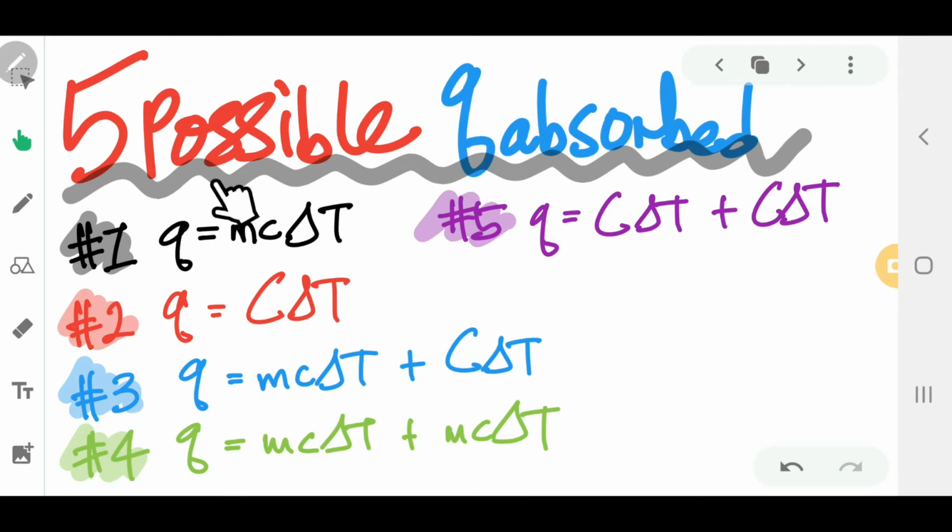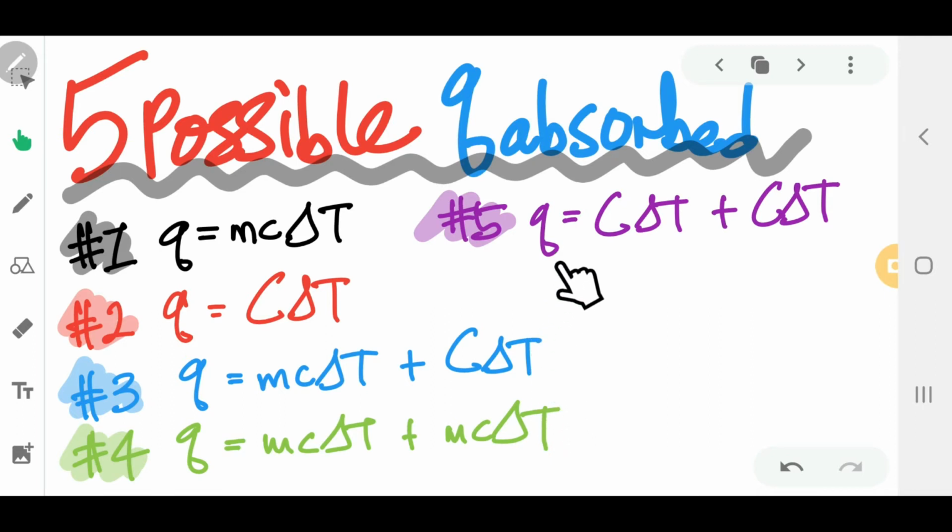There are 5 possible Q absorbed situations. Number 1 is when you have Q, your heat, equals mcΔT, with small c. Number 2, when you have your Q equals CΔT, with big C. Number 3, when you have Q equals mass times specific heat capacity small c times ΔT plus big CΔT. And number 4, when you have Q equals mcΔT plus mcΔT.